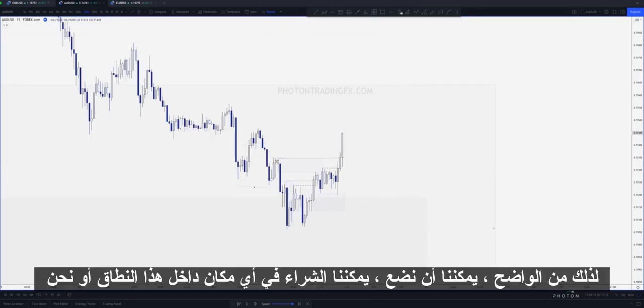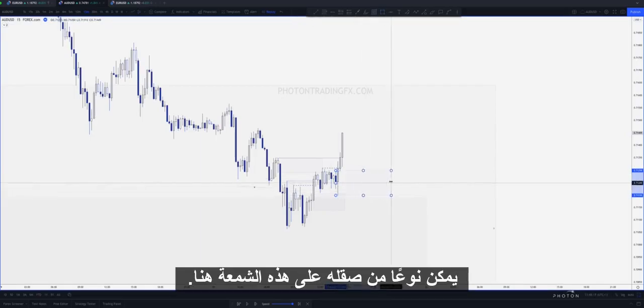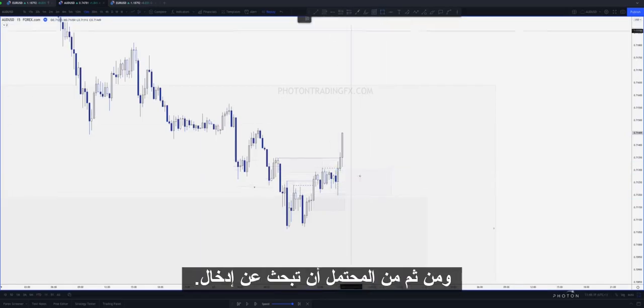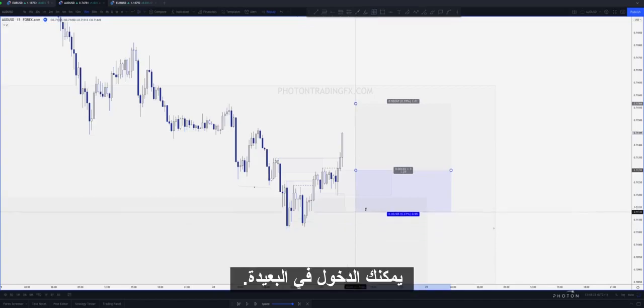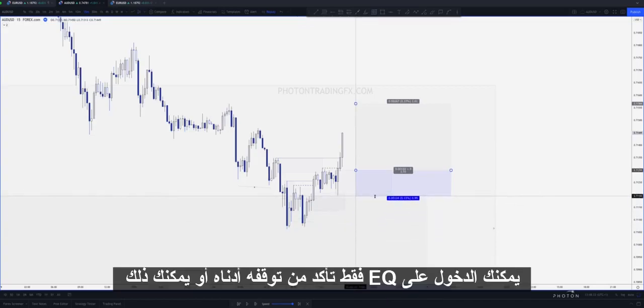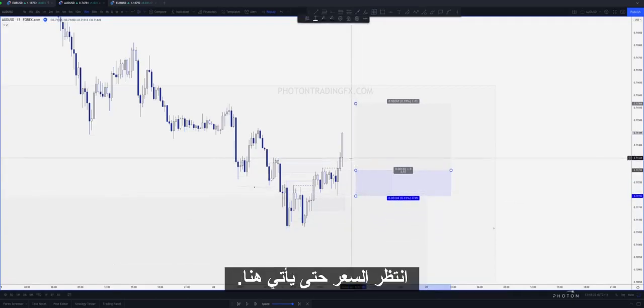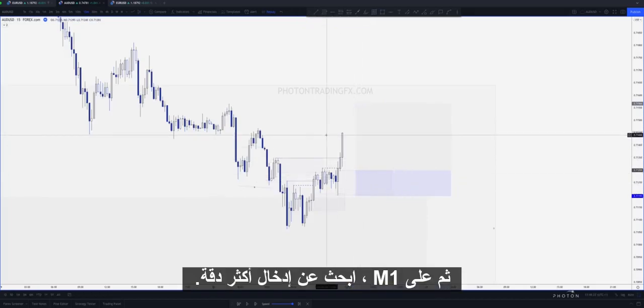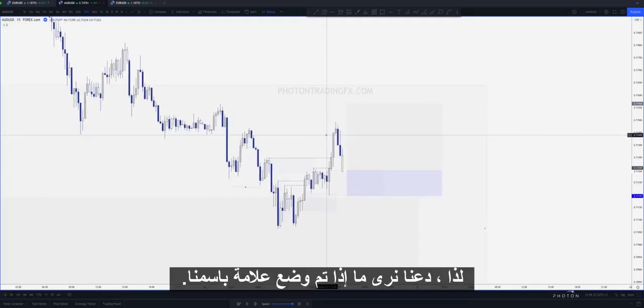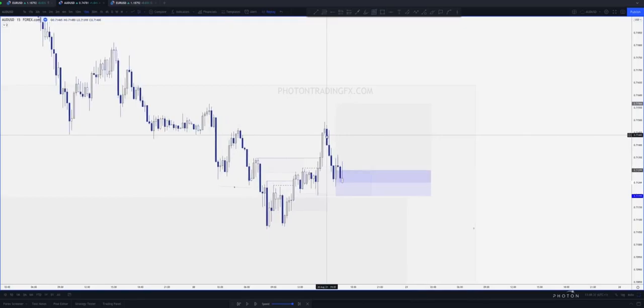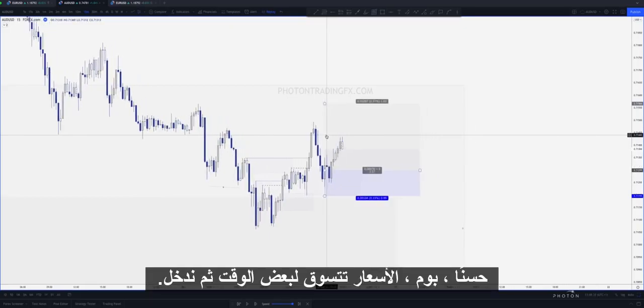So obviously we can buy anywhere within that range, or we can refine it to this candle here and then look for an entry. Exact same thing again, right? You can enter on the distal, you could enter on the EQ, just make sure it stops below, or you could wait for price to come in here and then on the M1 look for a more refined entry. So let's see if we get tagged in. All right, boom, price jumps around for a bit and then we get in.